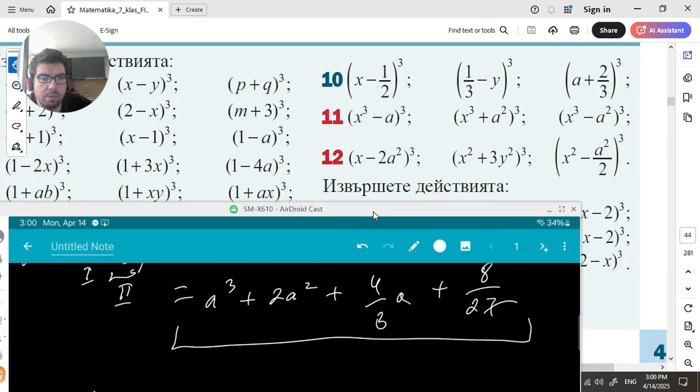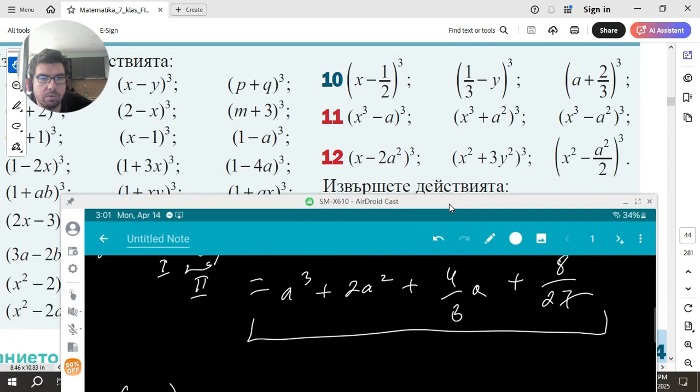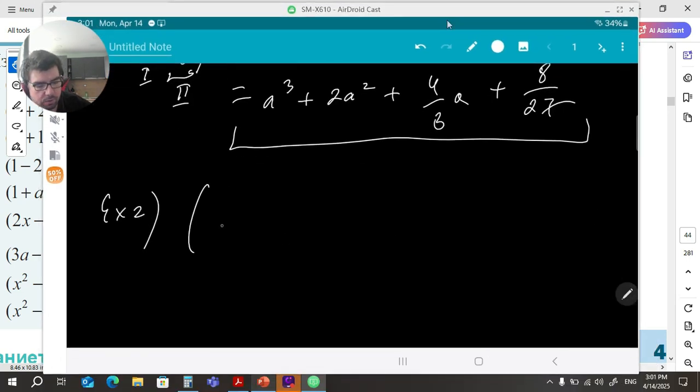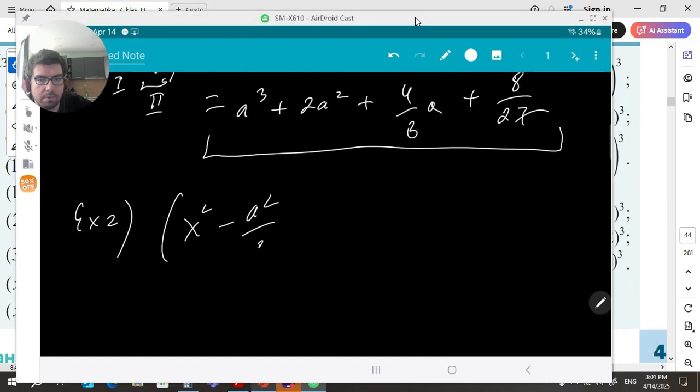Which one do we want? Let's do number 12, the third one: x squared minus a squared, over 2 to the power of 3. Let's do this one. Yeah, over 2 to the power of 3. This is my first, this is my second.